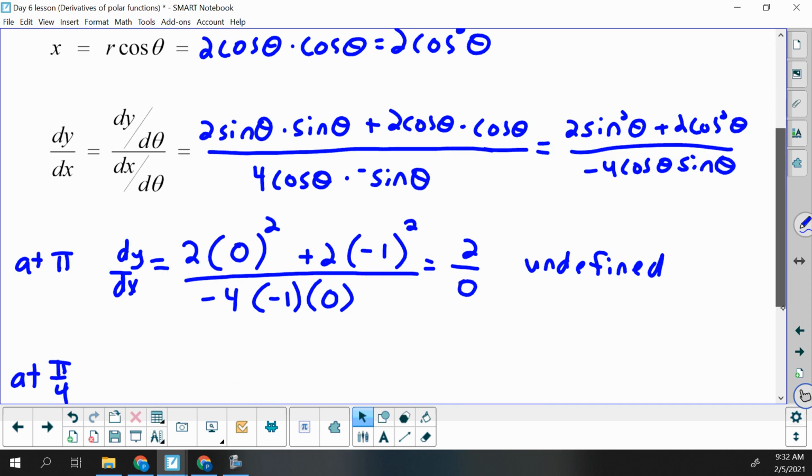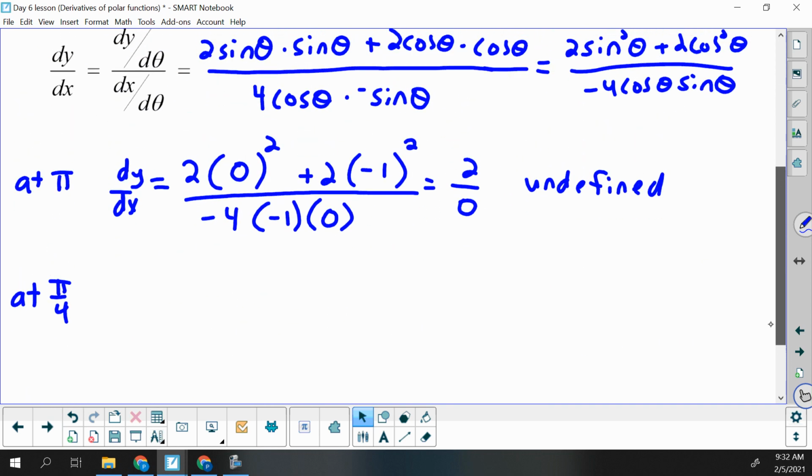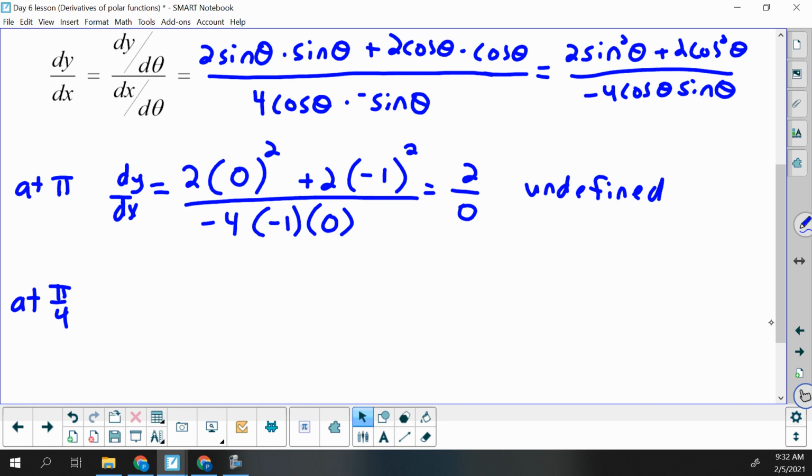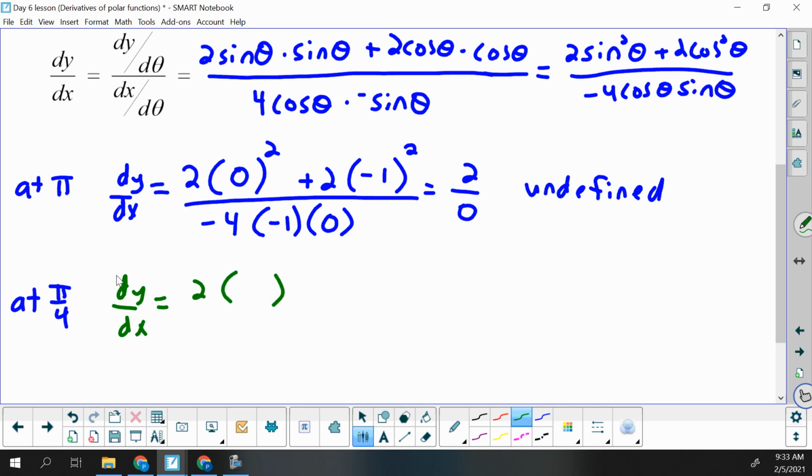All right, well, let's try it at pi over 4 now. So we've got dy over dx is equal to 2 times whatever sine is squared. Well, at pi over 4, we're working with a 45, 45, 90 triangle. So because it's getting squared, I'm just going to leave it as 1 over square root of 2. Then we'll have 2 plus our cosine being squared.